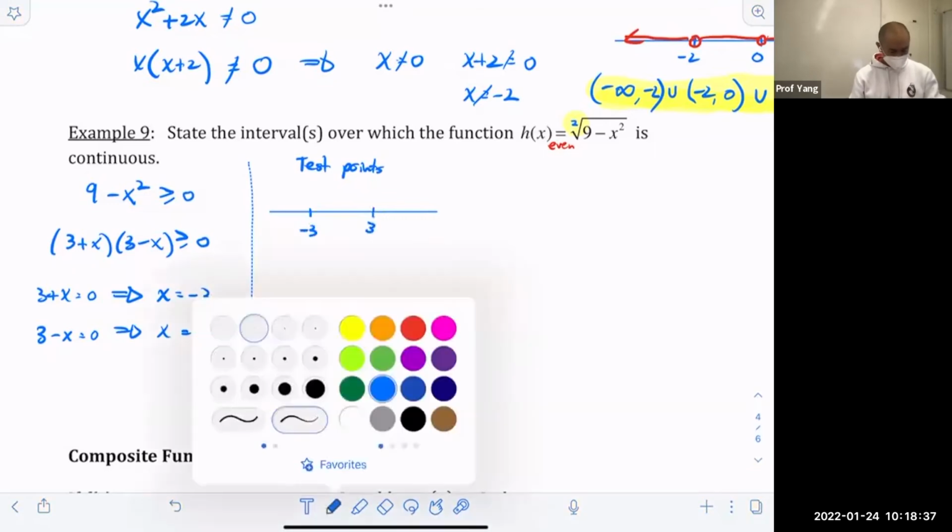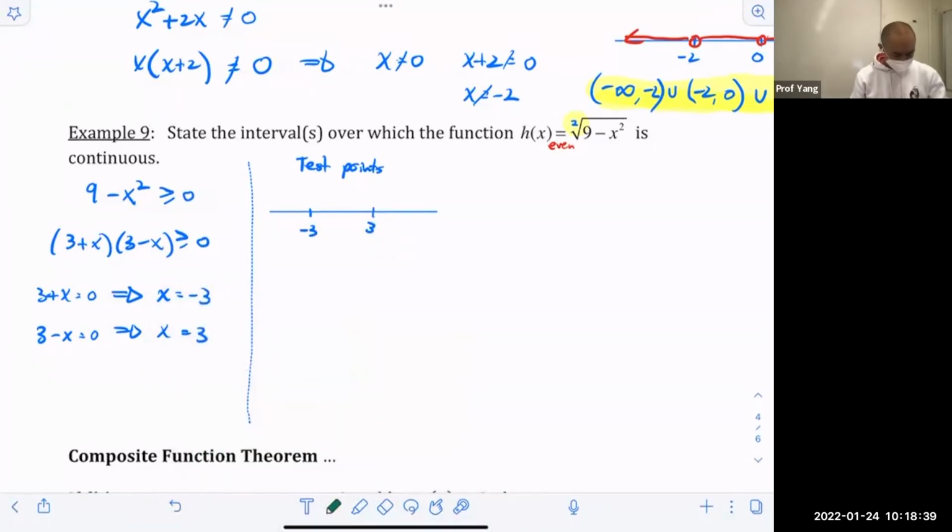And then what you can do is pick a point less than -3. Pick any point you like. Like you can come over here, you can pick like a -5. And then you plug -5 into this expression, and I'm going to get 9 minus 25. That's going to be a negative number, right? So then we're just testing to see the sign. So it's negative over here. Does that make sense?